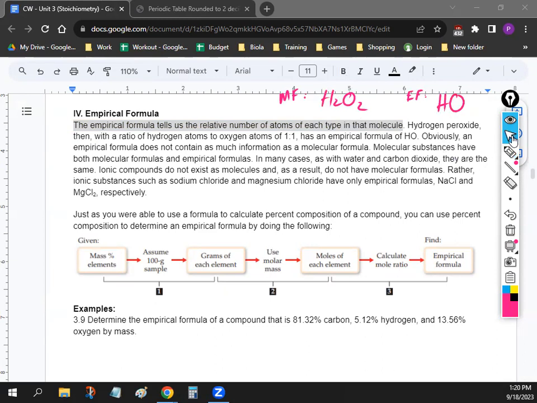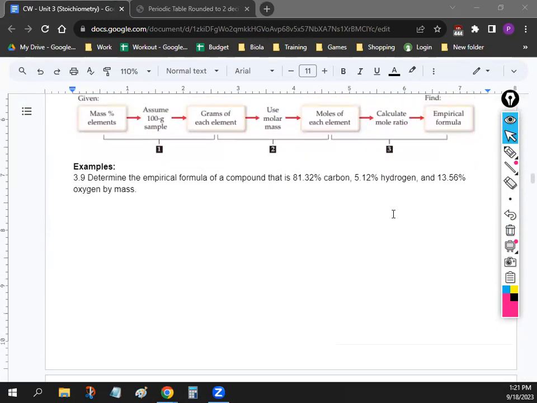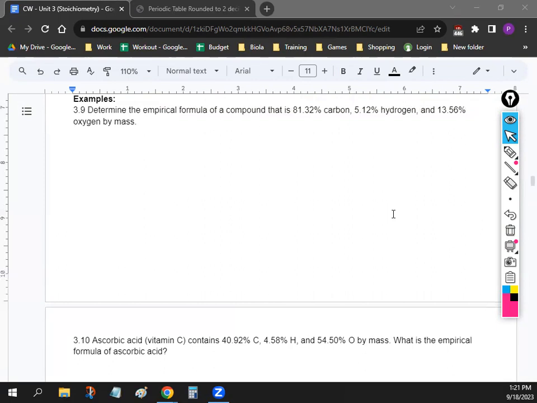Okay. So now what we're going to do is learn how to find the empirical formula using percentages. Okay, so there's this thing right here, but I think it's just easier if I show you how to do a problem. So we're going to go into 3.9. And just a heads up, AP Test loves empirical formulas. So just make sure you're comfortable working with them, okay? So 3.9, it says determine the empirical formula with a compound that is 81.32% carbon, 5.12% hydrogen, and 13.56% oxygen by mass. So it gives you the percentages of all the elements inside the compound, right?